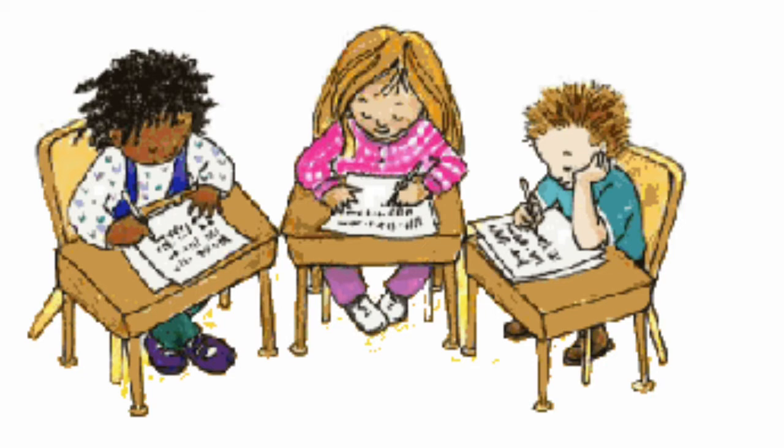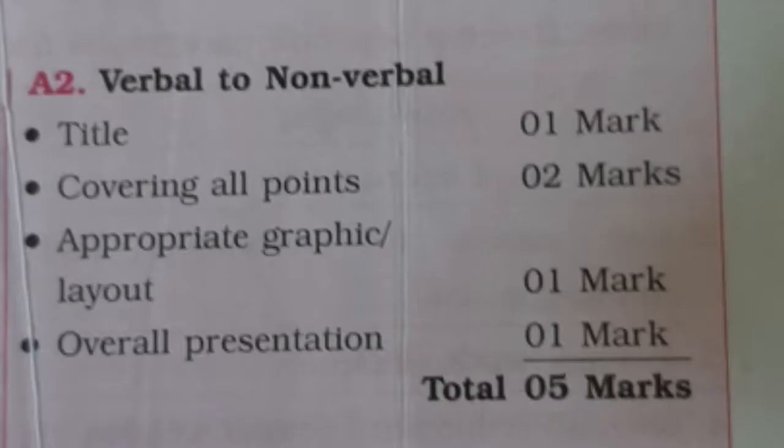Now let's move ahead. In this video, we are going to learn how to extract information, how to get information from passages into the form of table, chart, tree diagram, flow chart, pie chart, or web. It is called verbal to non-verbal. The question number is 6.